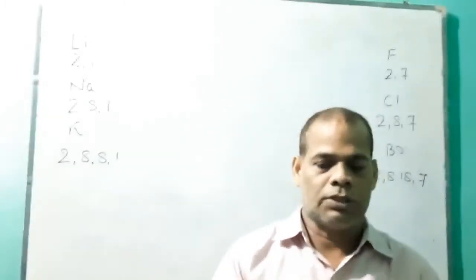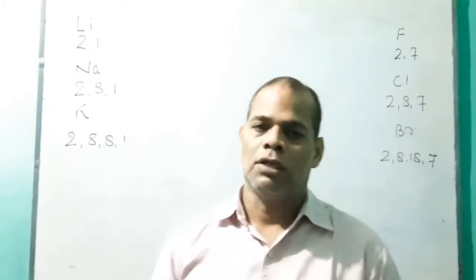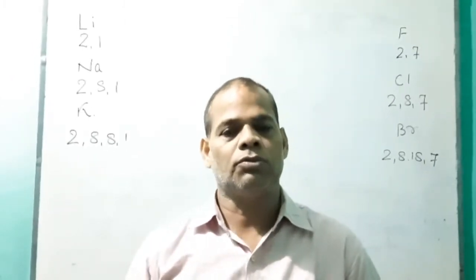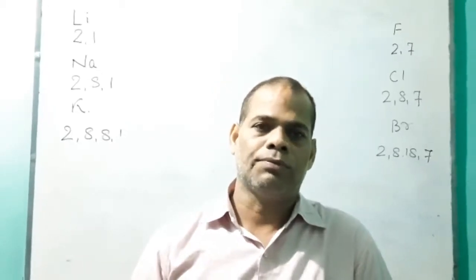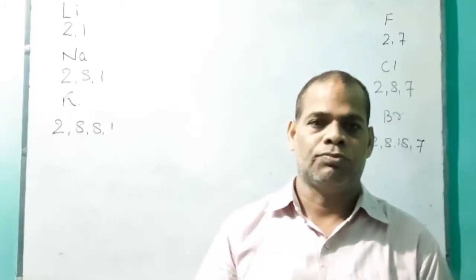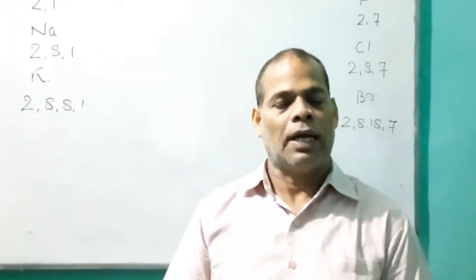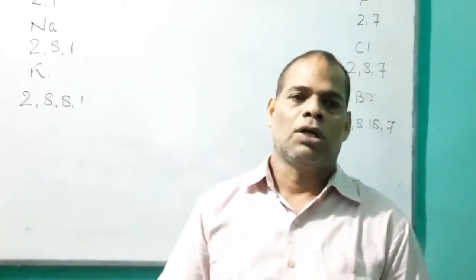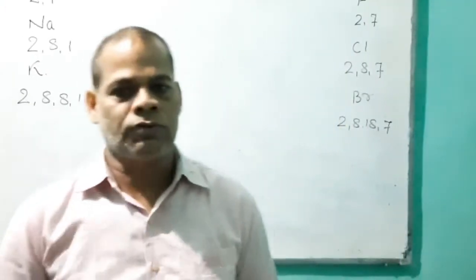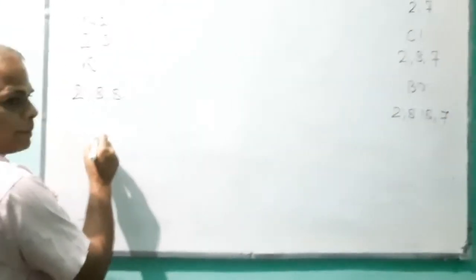So, continuously we are discussing the characteristics of periods. Now today we are going to discuss the characteristics of a group in the periodic classification of elements. So the first one we will discuss is valence electron.